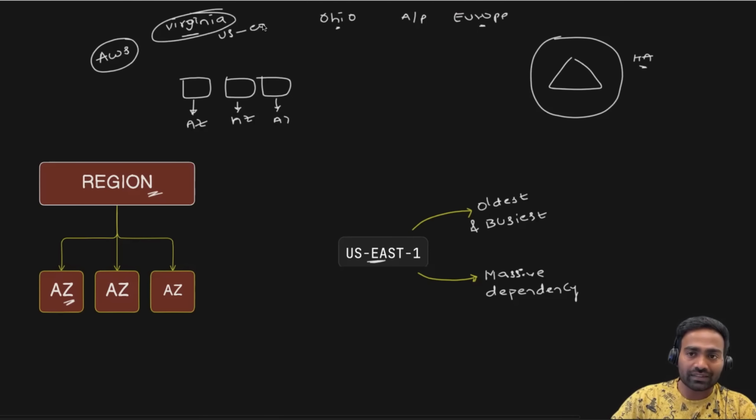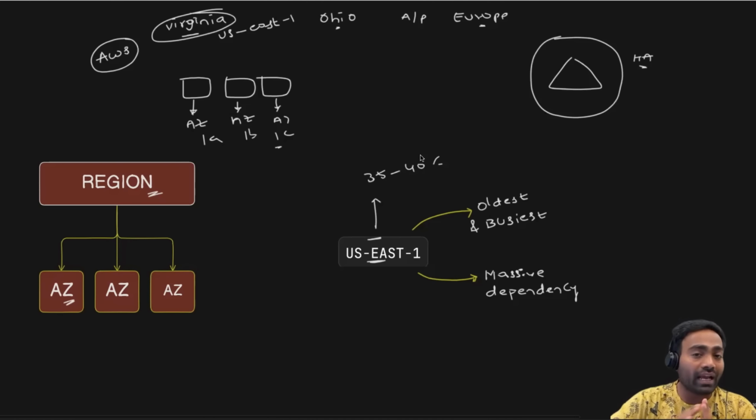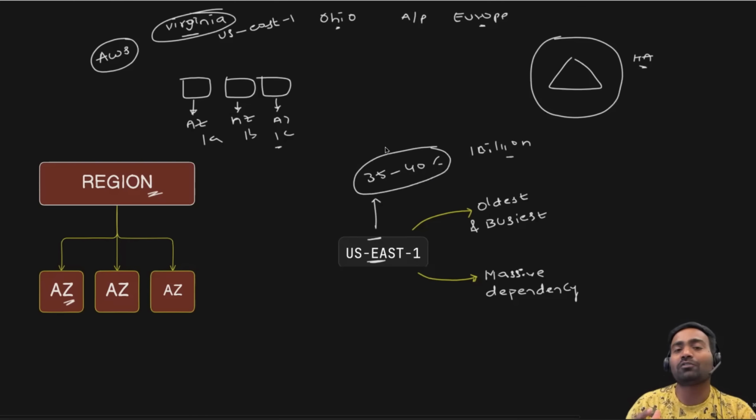Now, a very important region for AWS is US East 1, which is Virginia, right? So Virginia is US East 1, and within Virginia, they have 1A, 1B, 1C, and so on. Now, the recent outage was related to US East 1, and one reason why this became very, very popular is because 35 to 40% of entire AWS traffic goes to US East 1. So if you consider 1 billion requests per day to the AWS services, understand how much is 35 to 40%. This is why it is considered one of the major outages of the century.